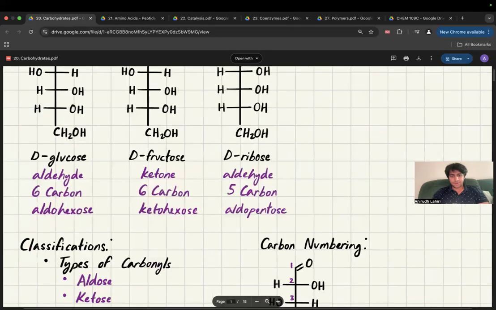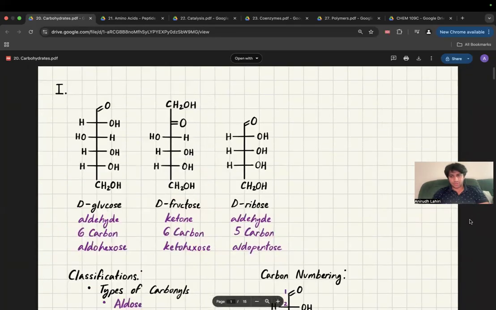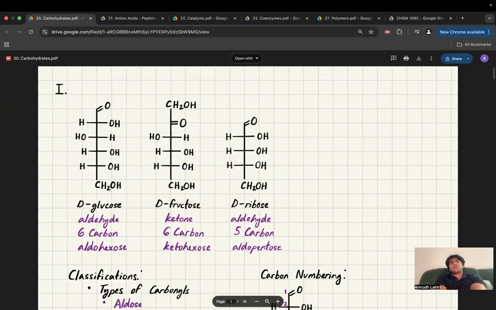All right, so now we're going to be talking about carbohydrates. For this chapter in general and the next chapter on amino acids, there isn't that much content in the space of concepts. A lot of it has to do with just memorizing things. But let's just get right into it.